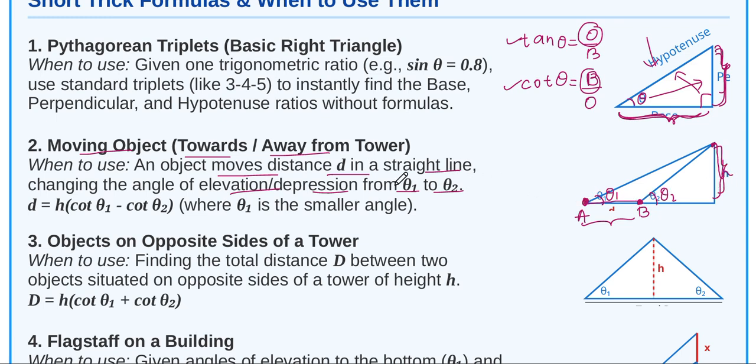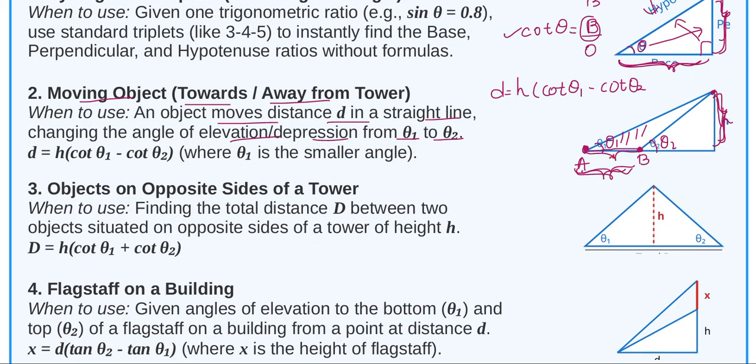To find out that distance or height, we'll use the formula d is equal to h bracket cot theta 1 minus cot theta 2, where d is the moving distance between the two angles. This d is nothing but the base distance. So whenever we have to find out this base distance, we'll use the formula d is equal to h, the height of the building, times the difference of the cot angles. We'll use this formula whenever the object is moving towards or away from the tower or building.